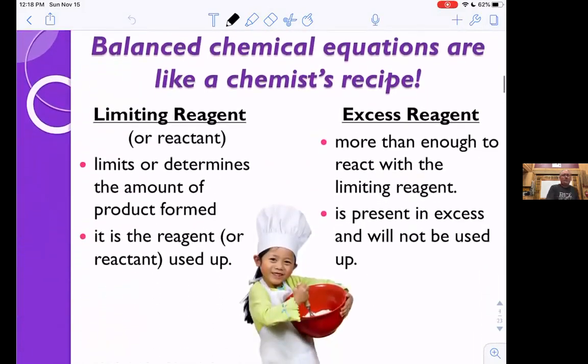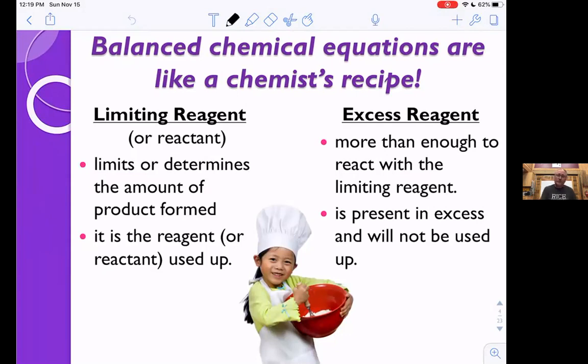So when you use a balanced equation, it is that recipe, right? When you put all the stuff out on your counter to bake a cake, or the apple cake we talked about earlier, whatever you're making, a lot of times you don't have exactly what you need, but you measure out what you need, you use that, and then you make your cake. At the end, you have stuff that's left over. That is what we call the excess.